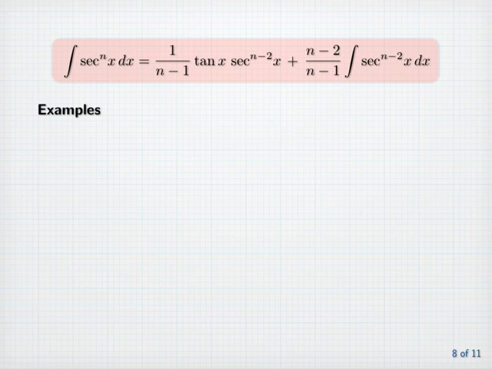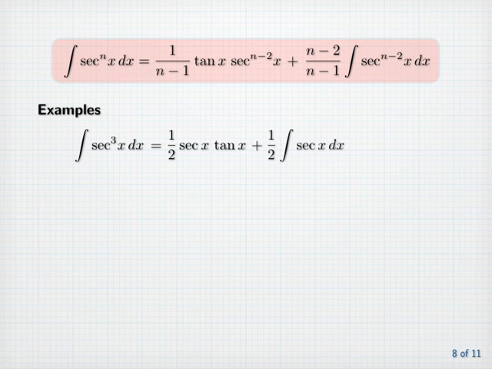Now let's look at a couple of examples. Even though we've already computed it from scratch, let's use this on the integral of secant cubed x dx. With n equals 3, the coefficient in the first term is 1/2, and the power on secant is n minus 2 equals 1, so we have 1/2 of secant x times tangent x plus 1/2 times the integral of the first power of secant x dx. Now we factor a 1/2 and recall that the integral of secant x dx is the natural log of the absolute value of secant x plus tangent x.